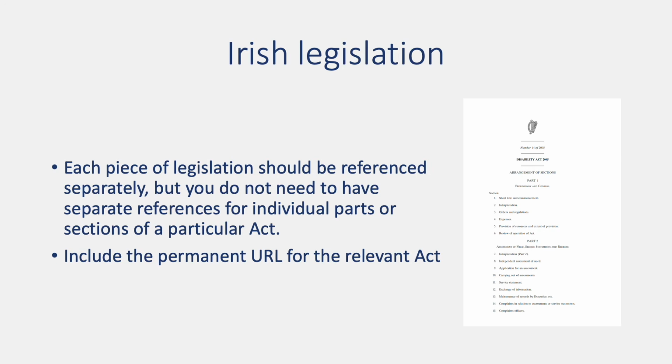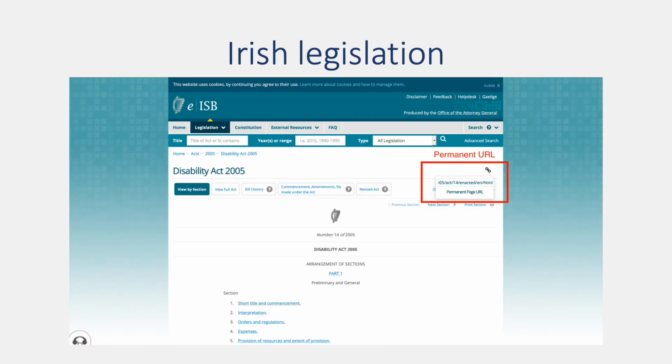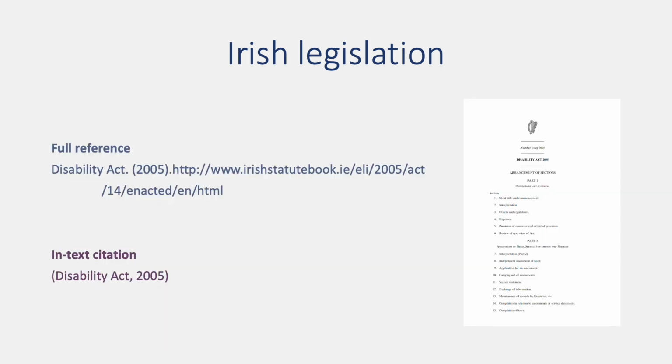Sometimes you'll want to reference a piece of legislation, such as the Disability Act or the Education Act. Each piece of legislation should be referenced separately, but you don't need to have separate references for individual parts or sections of the Act. You should include the permanent URL for the relevant Act. The permanent URL can be found on the Irish Statute Book website. References for legislation are actually very simple in APA. You just need the name of the Act, the year it was from, and the link to the Irish Statute Book permanent URL. Your in-text citation just needs the name of the Act and the year.